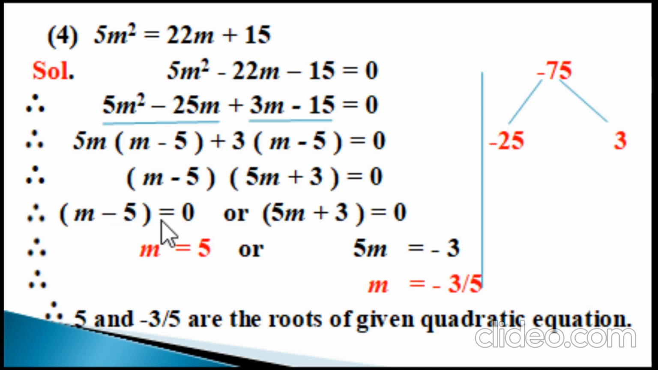So m minus 5 is equal to 0, m is equal to 5. 5m plus 3 is equal to 0, 5m is equal to minus 3 and m is equal to minus 3 upon 5. So the roots are 5 and minus 3 upon 5.